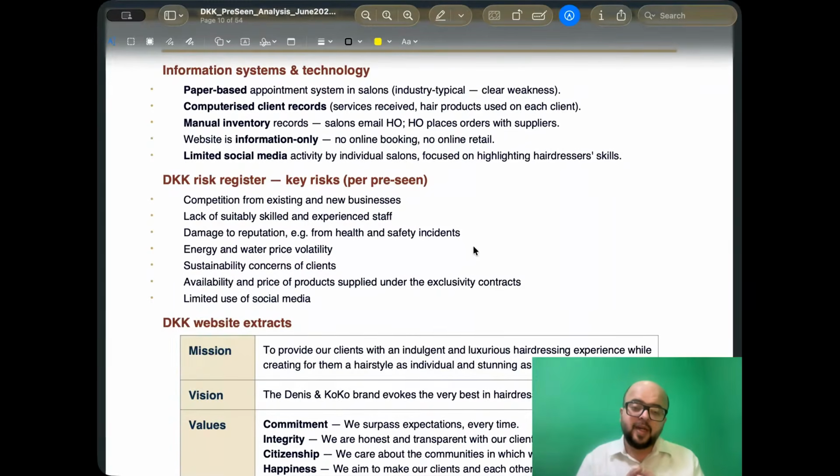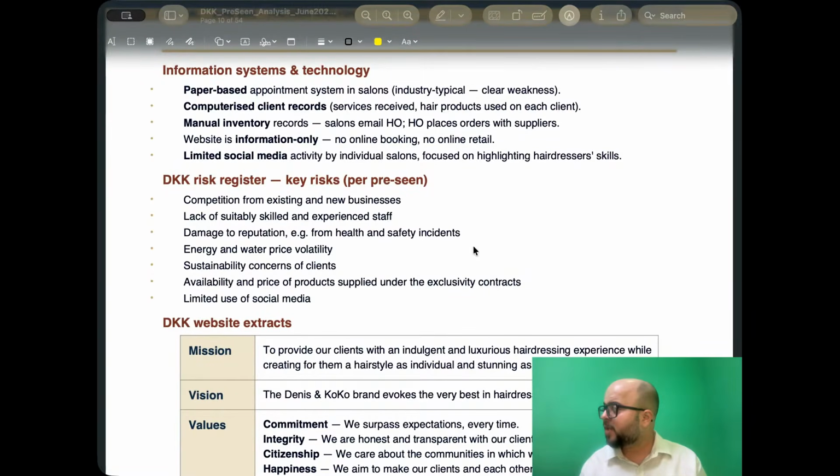And then limited social media activity by individual salon focused on highlighting hairdresser skills. If you want that presence, then naturally your activity on social media has to increase. The key risks as per pre-seen: competition from existing and new businesses. We discussed there are extreme low barriers to entry. So new businesses will keep on coming and going. Even our business, by the way, you don't need a license to do this particular activity, right? So anybody can enter the business, and all you need is a laptop.